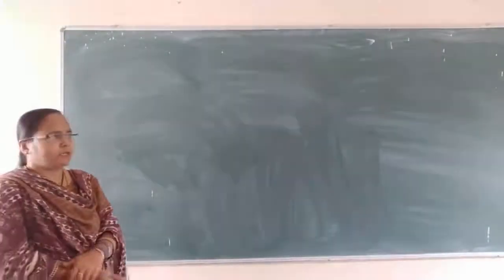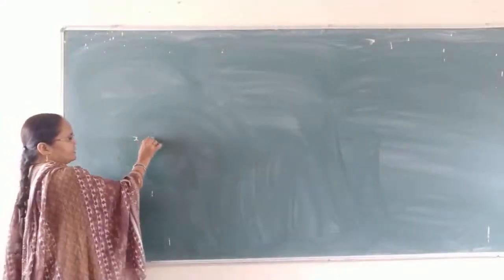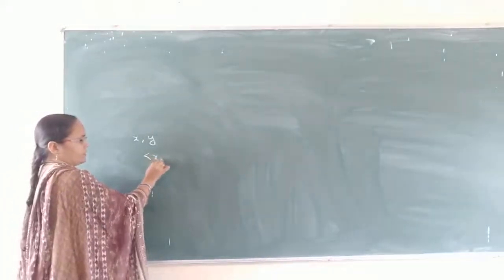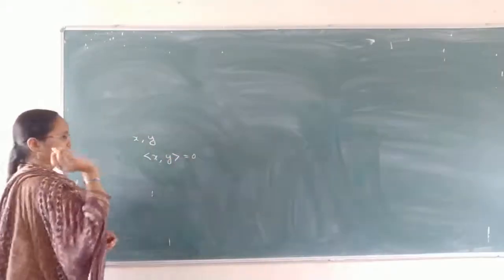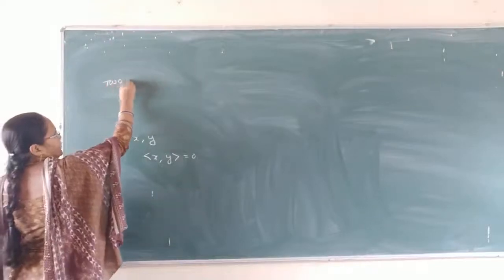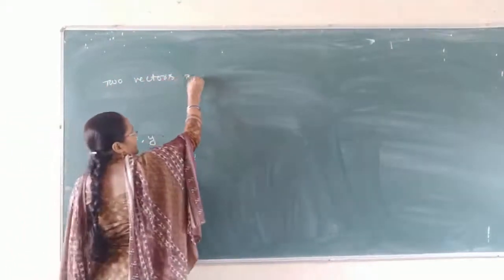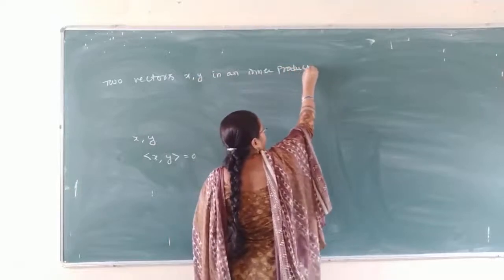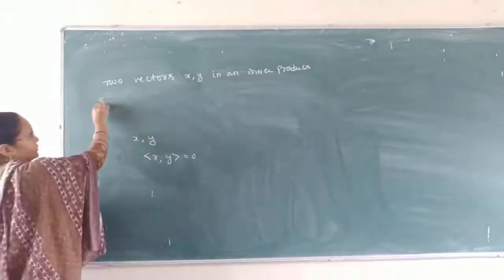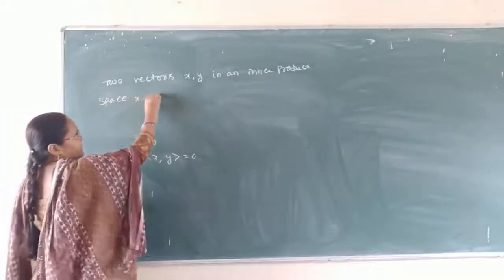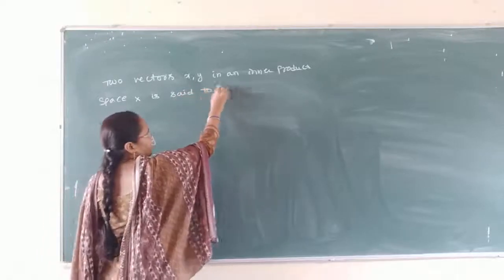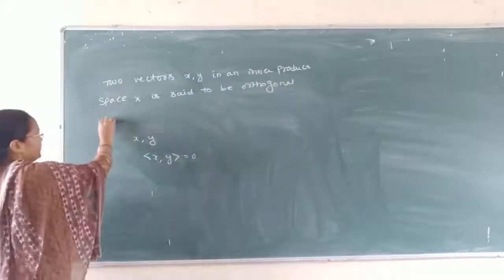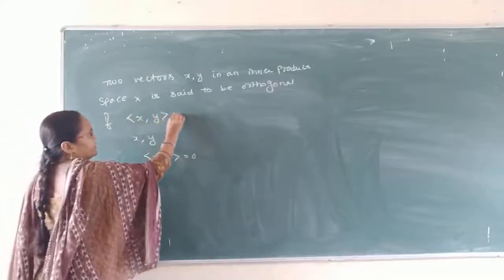Orthogonal is nothing but, two vectors we are taking in an inner product space. Then these two vectors are said to be orthogonal if the inner product of x comma y is equal to 0. See, two vectors x comma y in an inner product space are said to be orthogonal vectors if the inner product of x comma y is equal to 0.